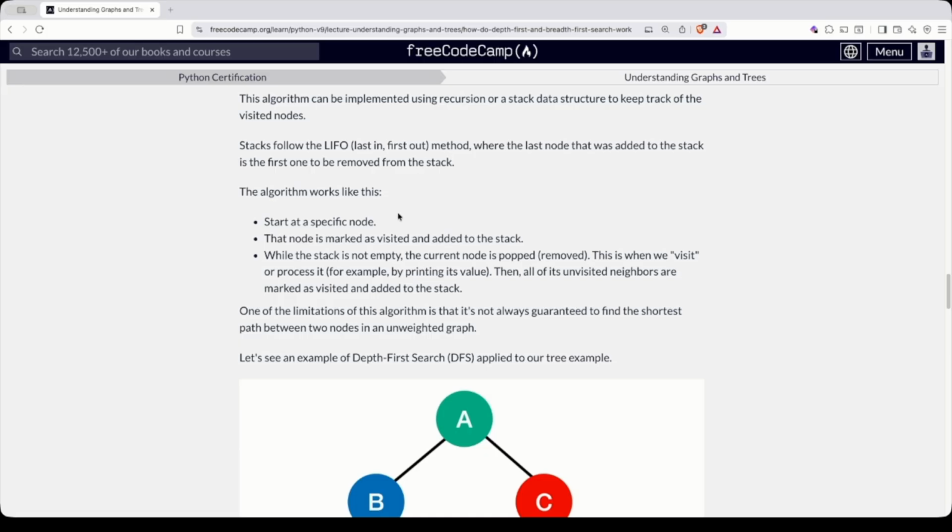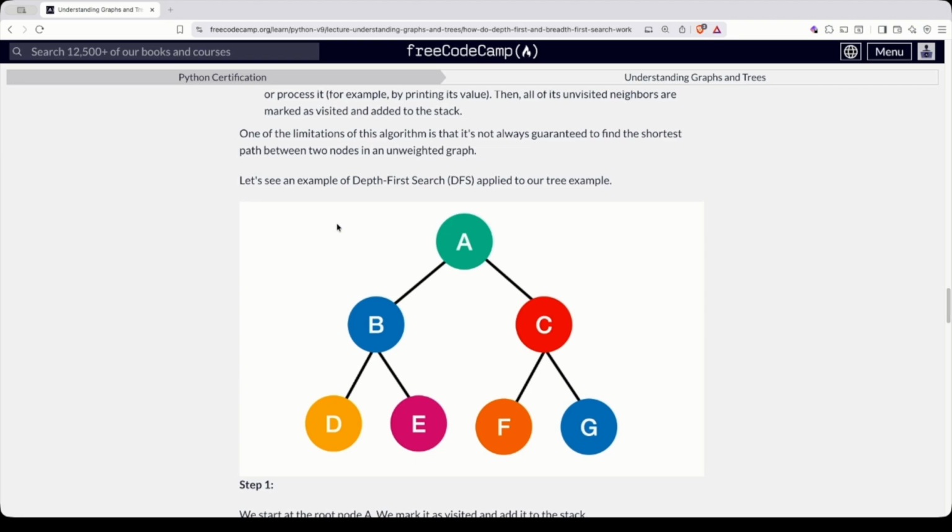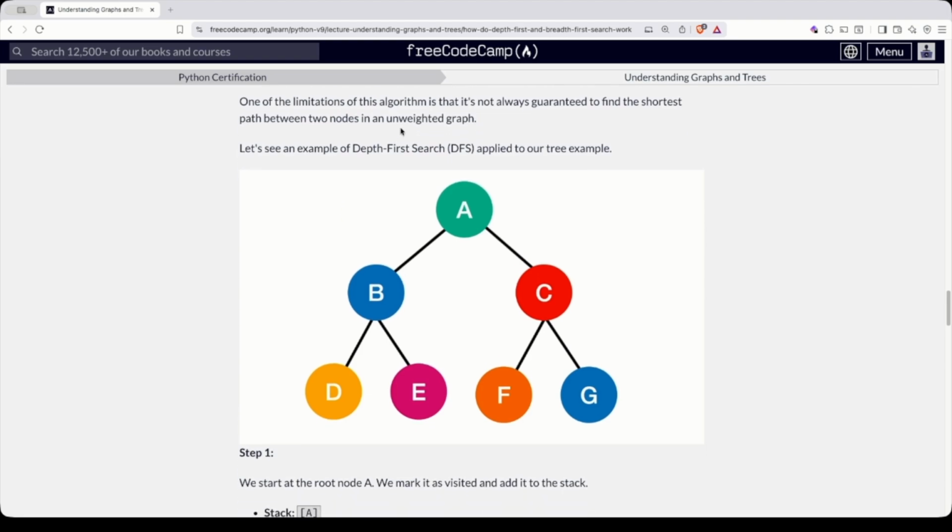The algorithm works like this. You start at a specific node. That node is marked as visited and added to the stack. When the stack is not empty, the current node is popped, removed. This is when we visit or process it, for example, by printing its value. Then all of its unvisited neighbors are marked as visited and added to the stack. One of the limitations of this algorithm is that it's not always guaranteed to find the shortest path between two nodes in an unweighted graph.